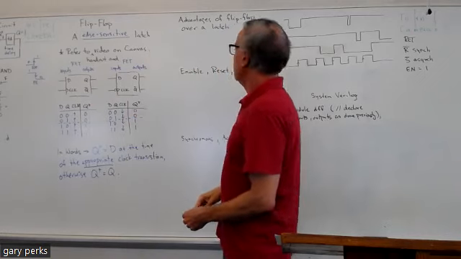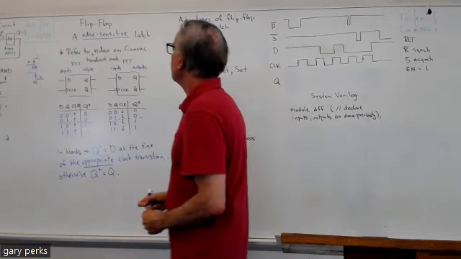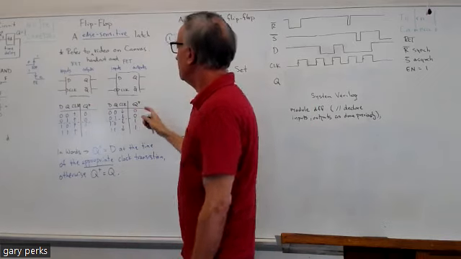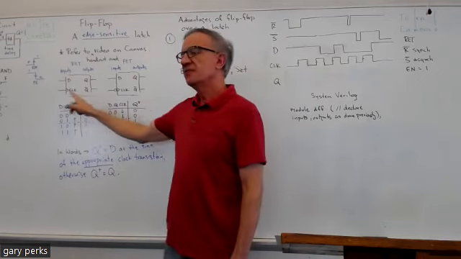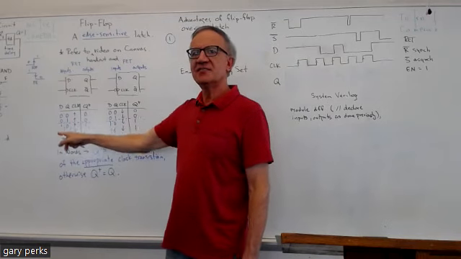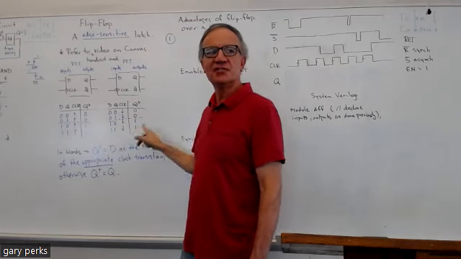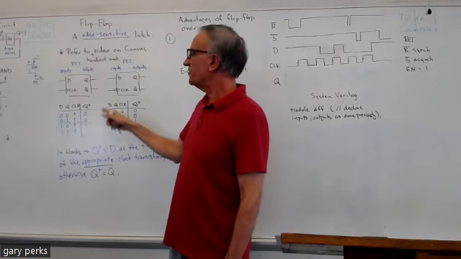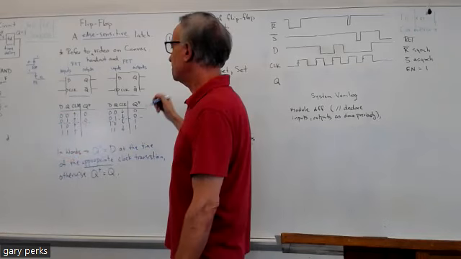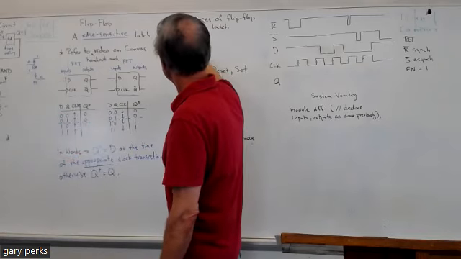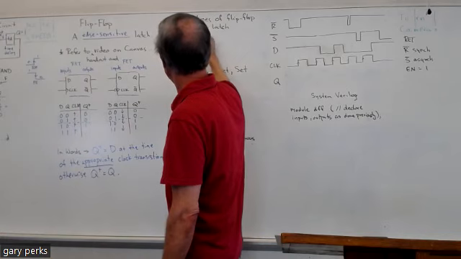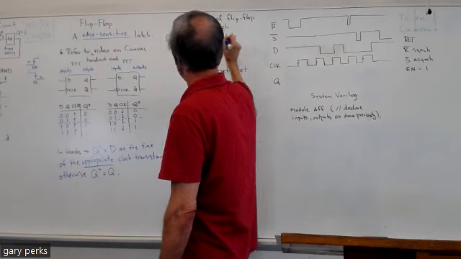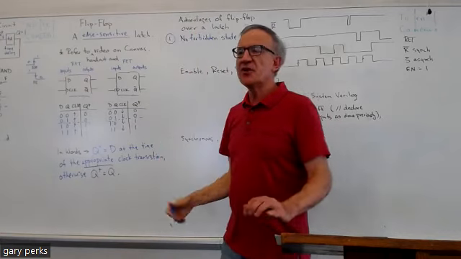All right, and what those advantages are, first of all: do you see any forbidden state here? Do you see any Q equaling not Q in this truth table? No. That's one advantage. A flip-flop doesn't have a forbidden state in its truth table like a latch does. And that's an advantage just because you don't have to worry about it.